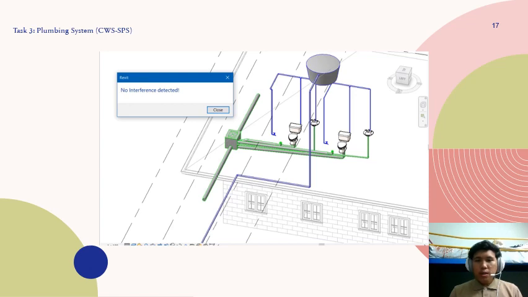The last one for interference check is the plumbing system between the cold water system and sanitary plumbing system. I tried the interference checking to detect problems at the plumbing system section, and the notification shows there is no interference detected. It means the plumbing system did not have any problem.